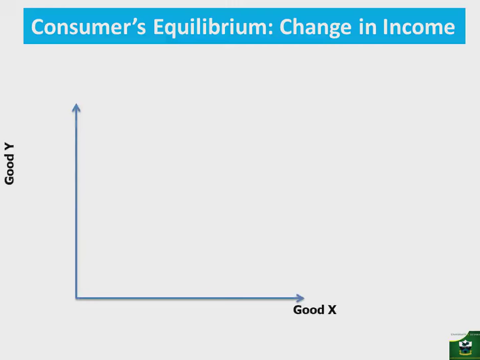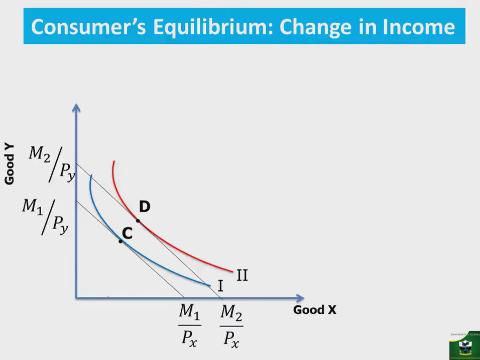With good Y on the vertical axis and good X on the horizontal axis and our initial equilibrium at point C, where indifference curve 1 is a tangent to a given budget line, then an increase in the consumer's income will shift the budget line upwards and therefore have the new equilibrium point, point D. Now, it should be noted that now that the consumer has more income, which means the purchasing power has increased, the consumer can buy more of both X and Y or more of one. In this case, you will notice that if you are moving from point C to point D, given that both X and Y are normal goods, then the consumer will increase the purchase of both commodities.